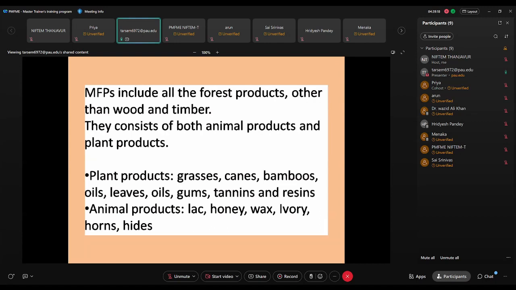Then we can have the leaves also, like tobacco leaves or some other leaves. They are also plant products, as are tannin and resins, like gums, etc. Lac is one such product.